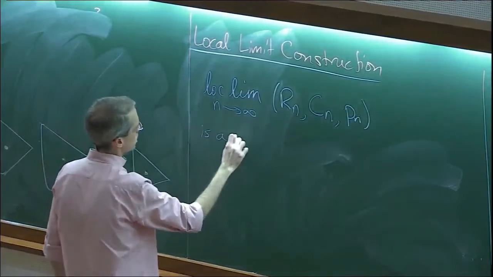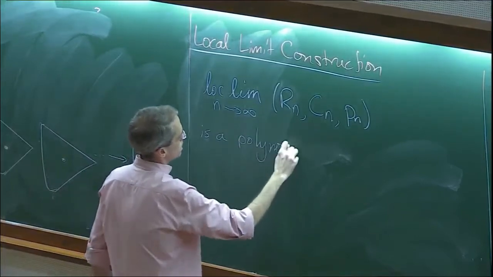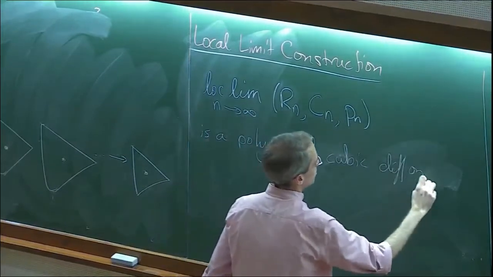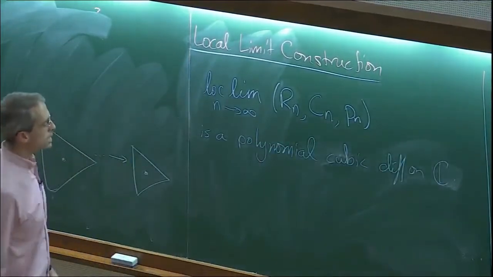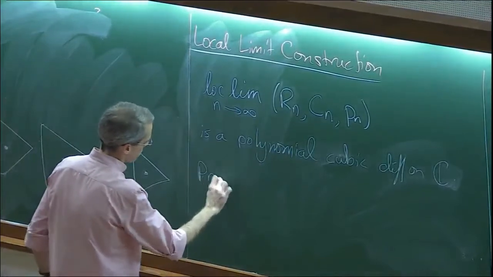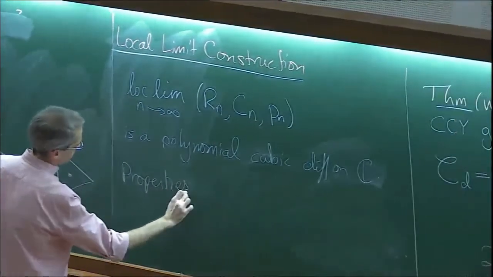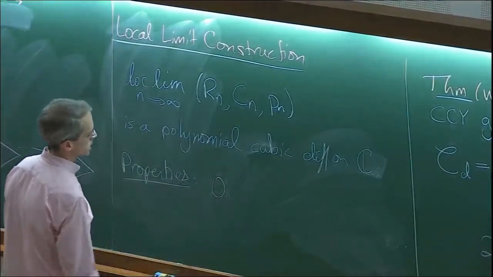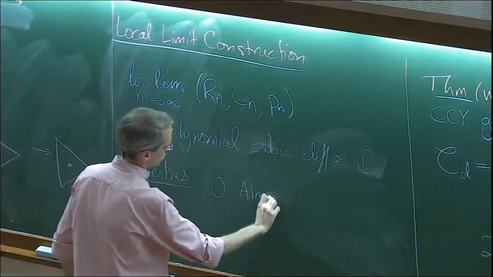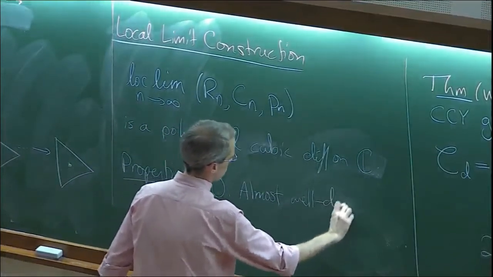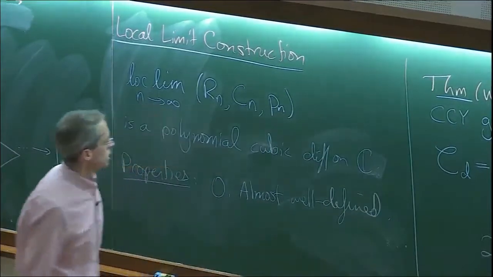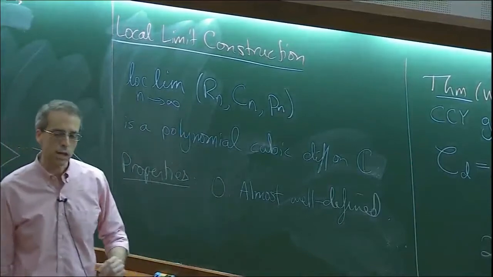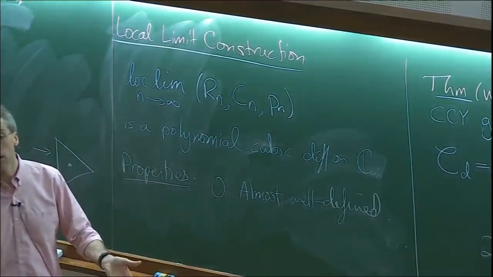This is a polynomial cubic differential on C, and it has the following properties. Property 0 is that it almost exists. It is almost well defined. So the construction doesn't quite give you a completely natural polynomial cubic differential. It gives you one that is well defined up to acting by the affine group, Az plus B.